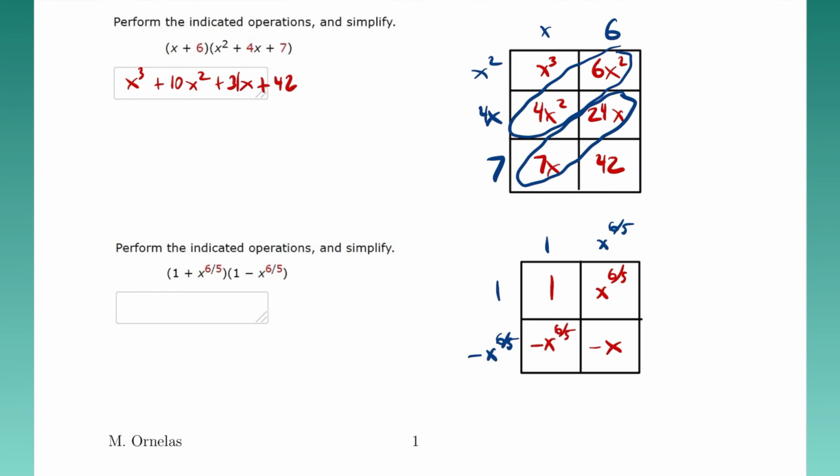As you can see, we have some like terms to combine, but those are opposites, so they're going to cancel each other out. So your final answer is 1 minus x to the 12/5. And that does it for this section.